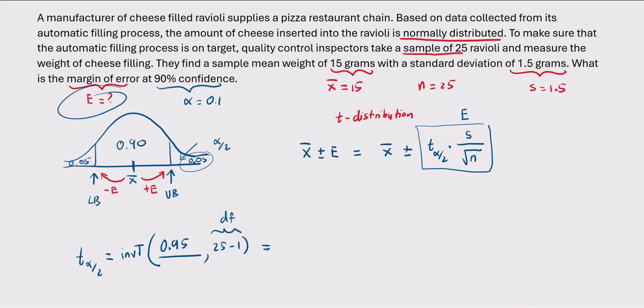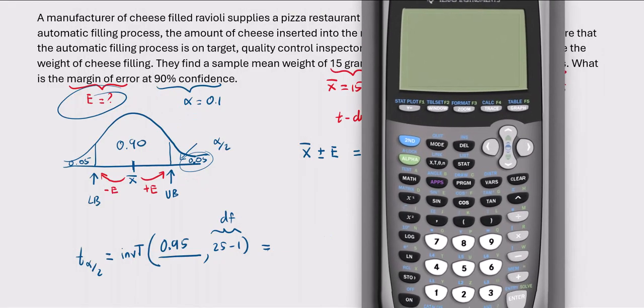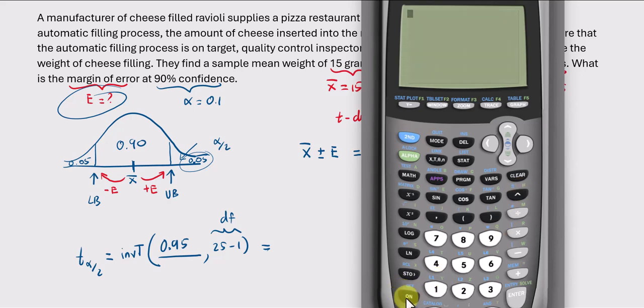And let's use the TI-84 to do this calculation. Okay, so we have second distribution. We're gonna get to inverse t. The area would be 95% on the left side. The degree of freedom is 24 because we take 25 subtract 1, and that will give me 1.71088. Okay, and then we take this number, right?